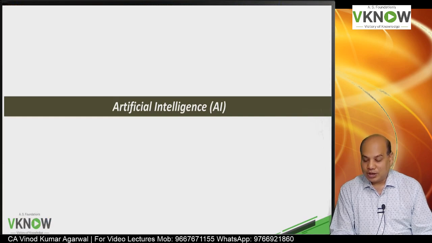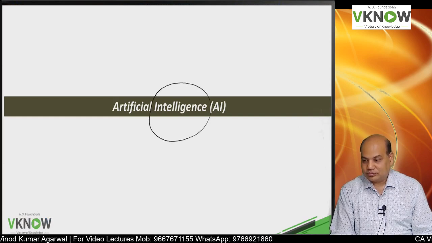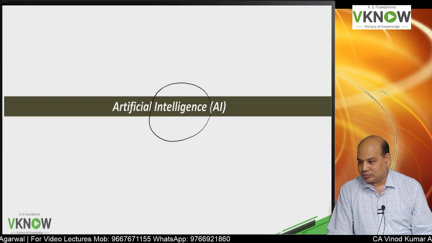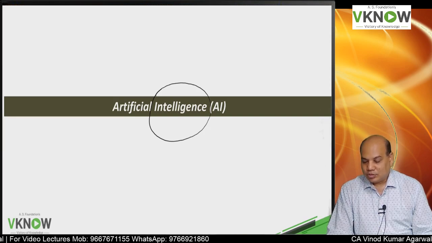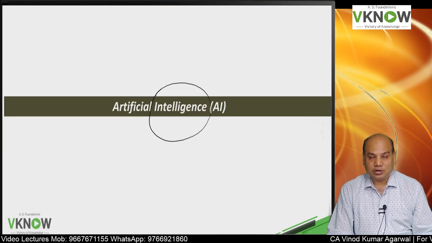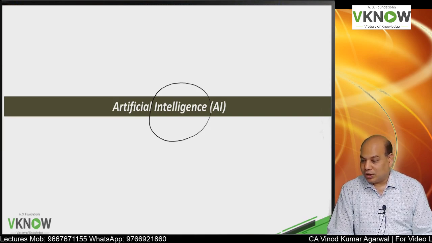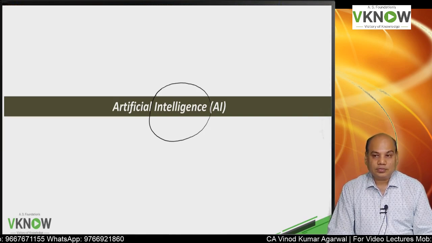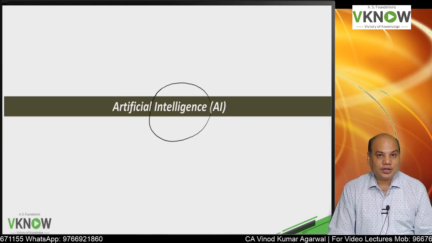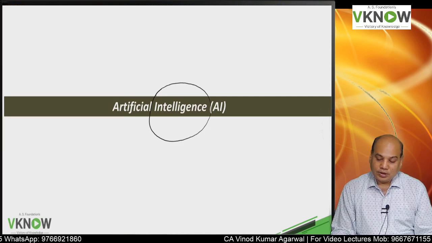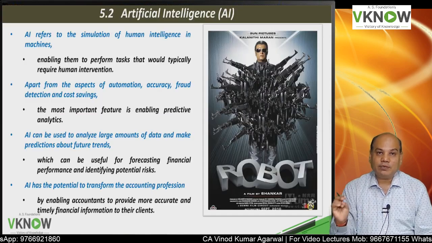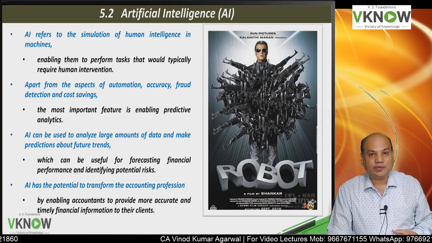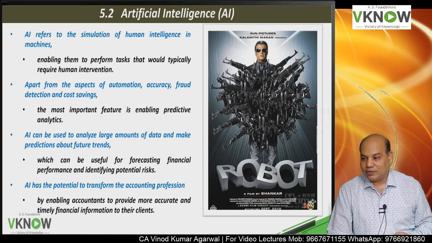Coming to artificial intelligence. What is this artificial intelligence? Human beings have intelligence. Now they are putting intelligence in machines also. And when you put intelligence in a machine, the machine becomes more powerful. They will be able to take decisions, and it can have positive and negative effects both. We might intend to have a positive effect, but then it can have a negative effect also.